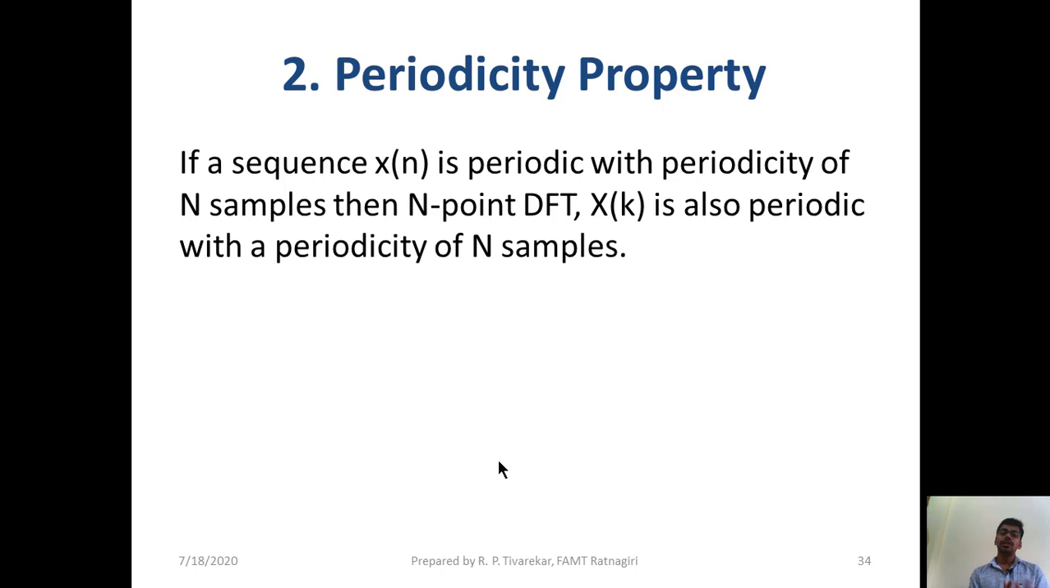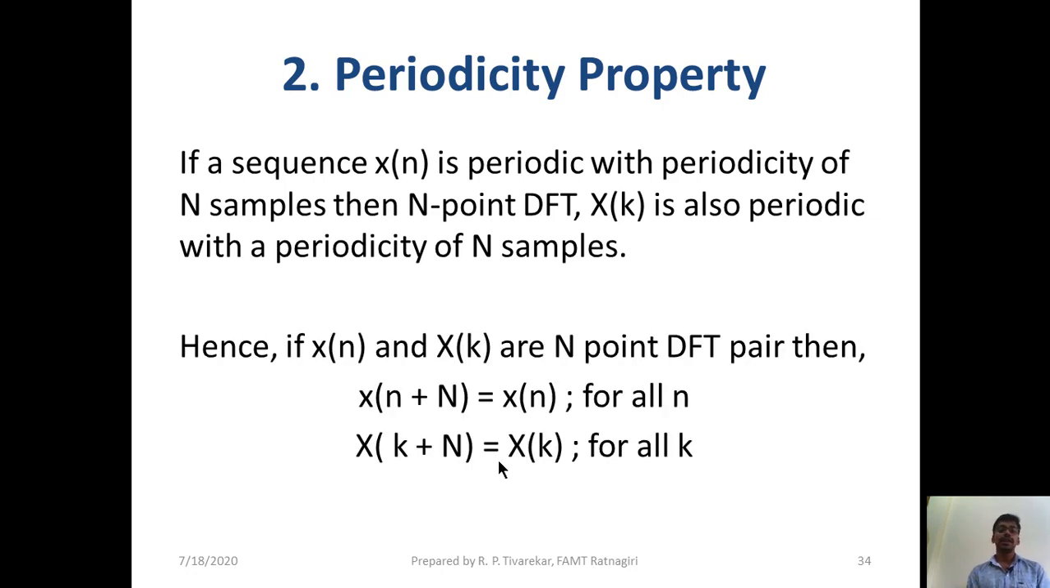Second property is the periodicity property. If the time domain sequence is periodically repeated, if it is periodic, then the corresponding frequency domain spectrum also will be periodic with the same number of samples as that of the time domain sequence.